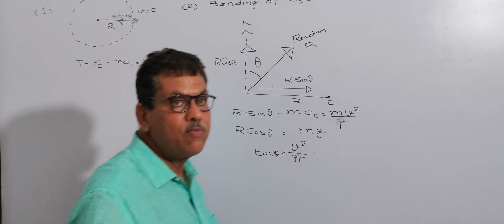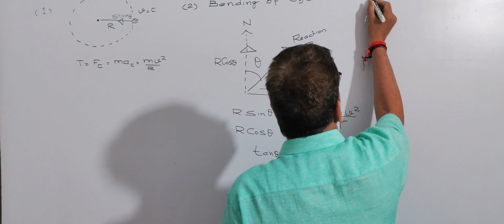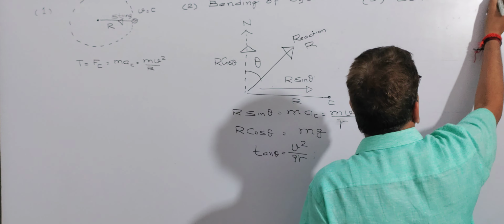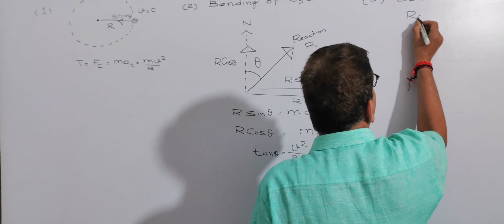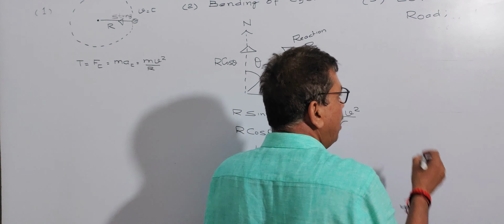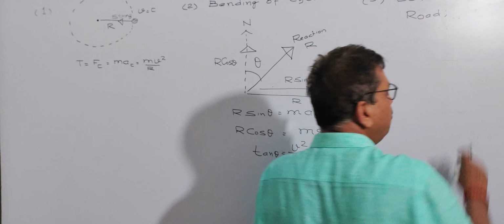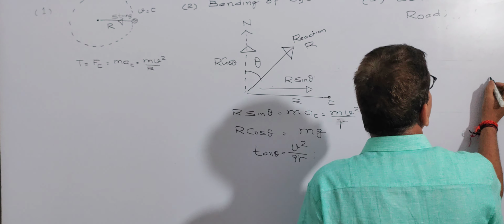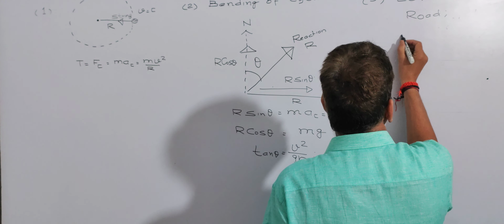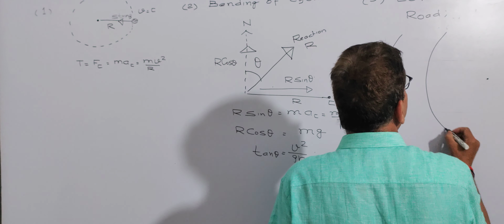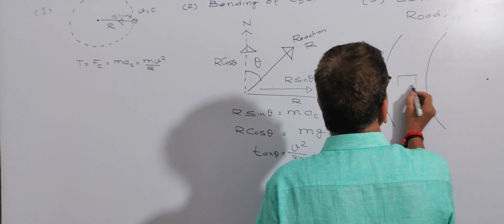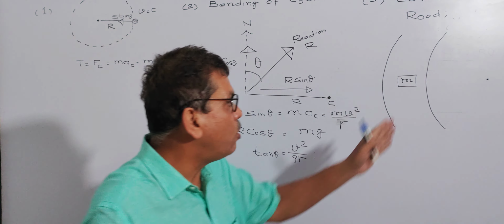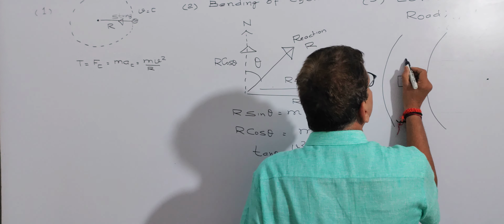Now let us see the third example, the level circular road. What is a level circular road? There is no banking on the circular track. Both ends of the circular track, I mean both sides of the width of the track, are at the same level. So suppose this is the circular track and the object is here, moving, and this is mass m. Now on a level circular road, what happens if the object is moving with a certain constant speed v?